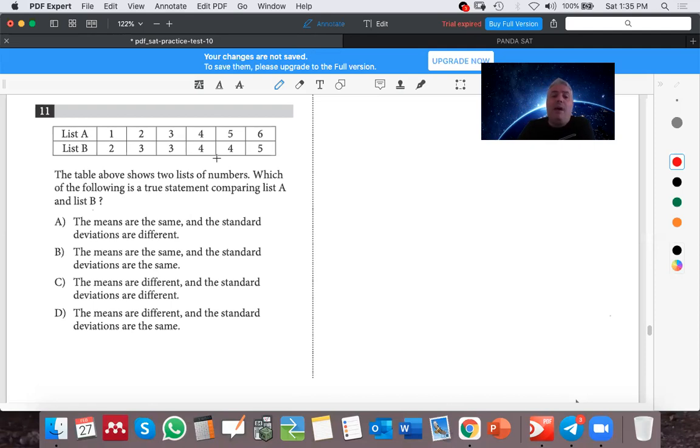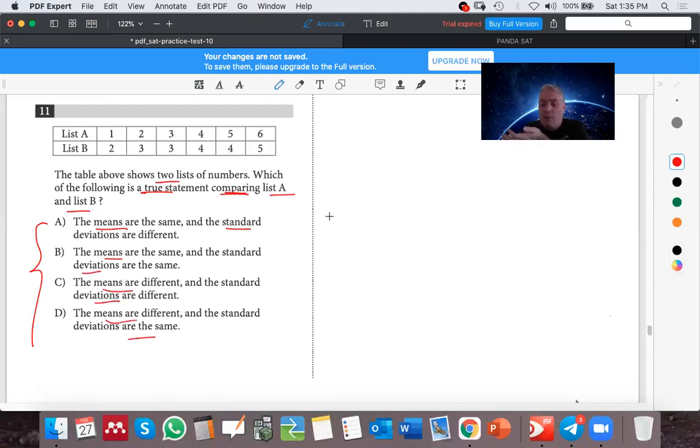So the table above shows two lists, good. Which of the following is true? So underline what the question is. Statement comparing list A and list B. So when I look here, check the alternatives. The means and standard deviation. Mean, standard deviation, mean, standard deviation, mean, standard deviation.